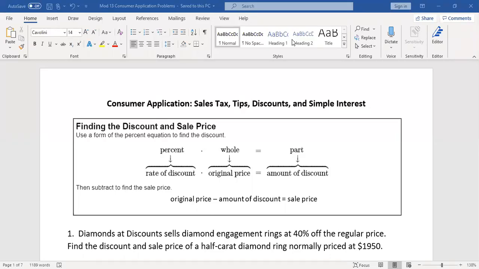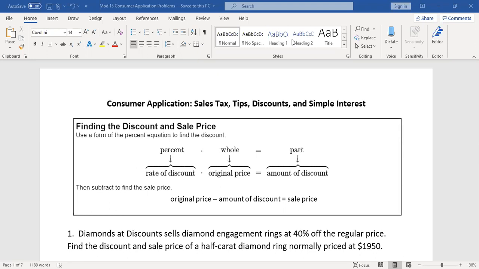Hello students, this video lesson is going to be about consumer application problems that deal with sales tax, tips, discounts, and simple interest. So our first type of problems are going to be dealing with finding the discount and sale price. So we have a formula.